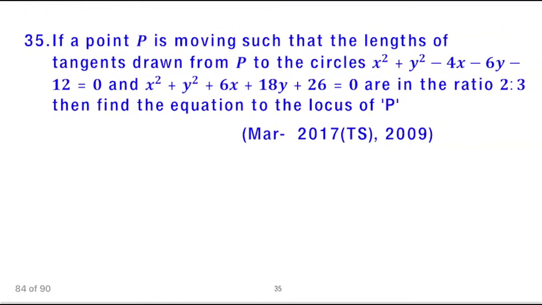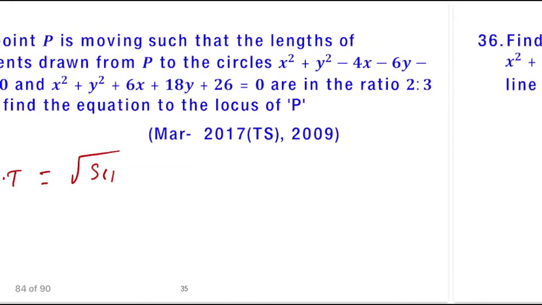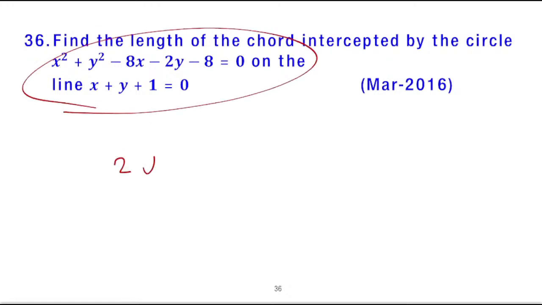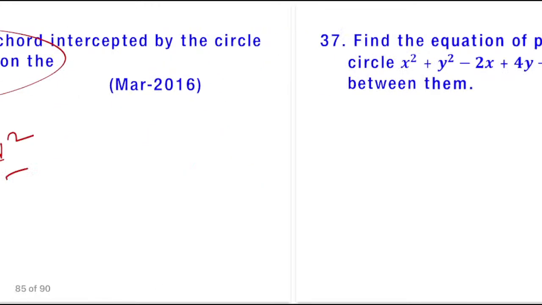Move to the next question. Easy question only, no? I think everyone can do this model. Do you know the length of tangent, root S11, from one circle to another circle? It is a very easy question, very easy model. You people can do this. Still, if you have doubts, ask me. Length of chord intercepted by this: I think everyone knows this also. 2 into under root of r square minus d square. Get r and d, put everything in, you will get it.